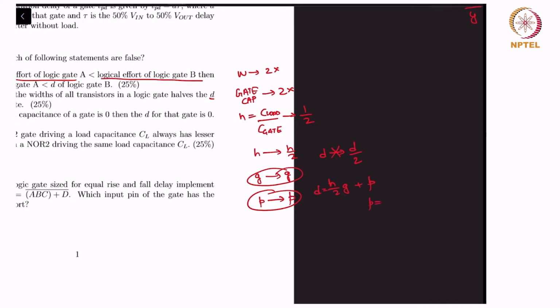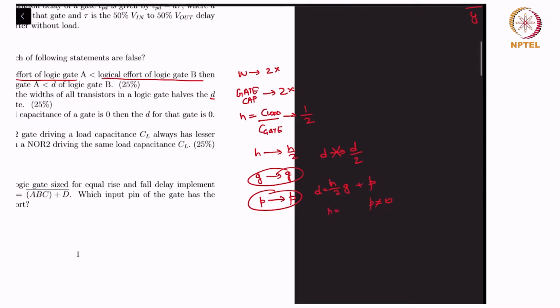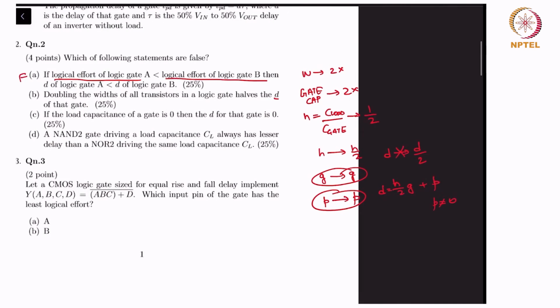And always P is not equal to 0 for any gate. You could have H equal to 0 for a gate, but never P 0. So therefore, it's not that D suddenly became D by 2. Not the case.